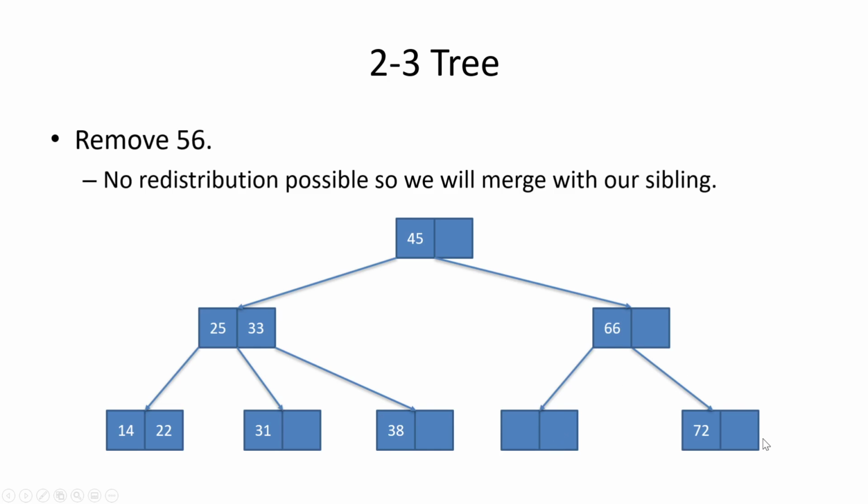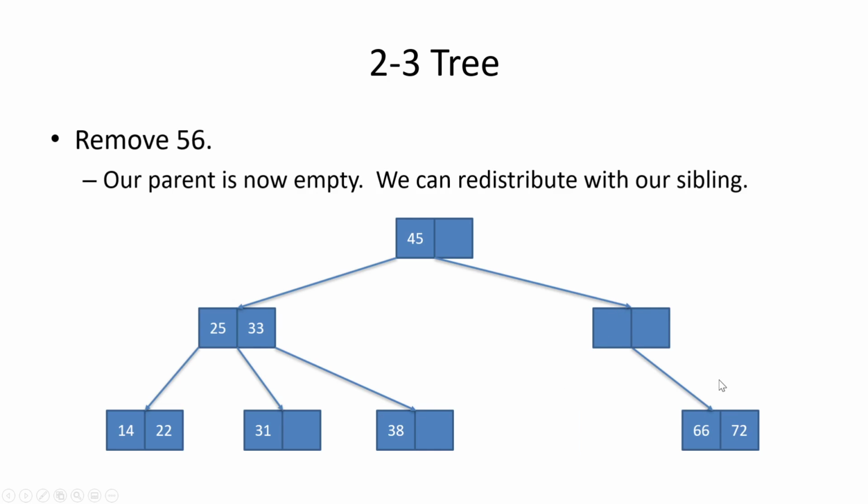We try to redistribute, so we look to our neighbor. If maybe we're over here, we tried 31, we could borrow the 22 over, right? The 22 would go up, the 25 would come down, right? But here, no such, we can't do that. That would leave this one empty. So that's telling us we need to merge. So we need to merge this node here with this node here, and we're going to bring down the 66.